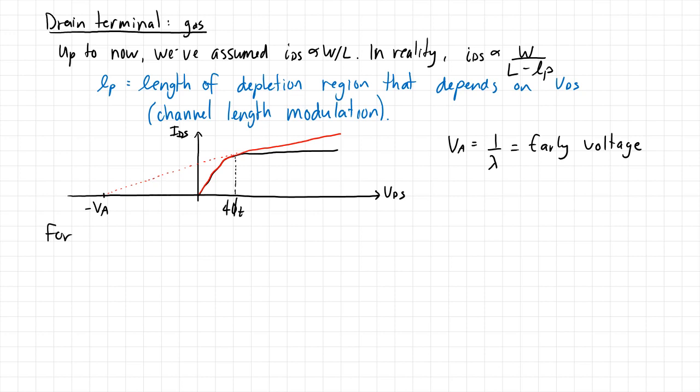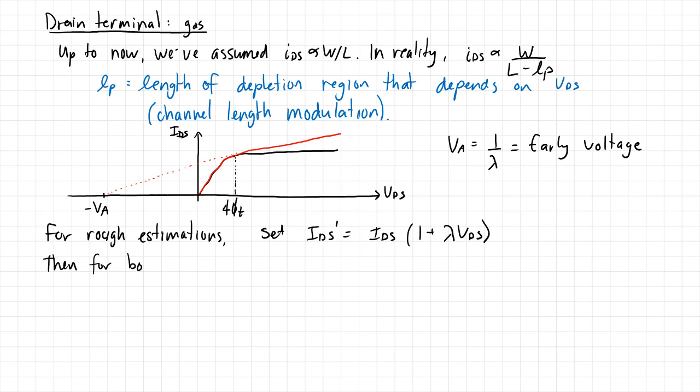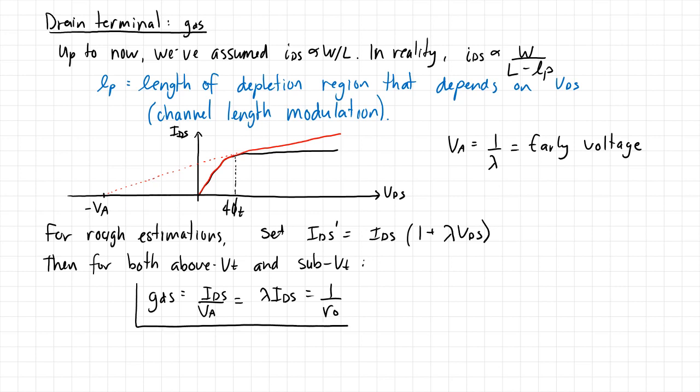So for rough estimations, we can set IDS prime to be equal to IDS times 1 plus lambda VDS. That effectively includes this channel length modulation effect for both above threshold and subthreshold. We say that GDS is equal to IDS over VA, which is just equal to lambda IDS, or in other words, equal to 1 over R naught. Let me box this. And I should say that this is in saturation only.